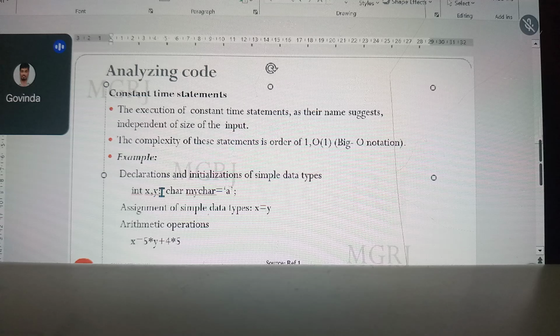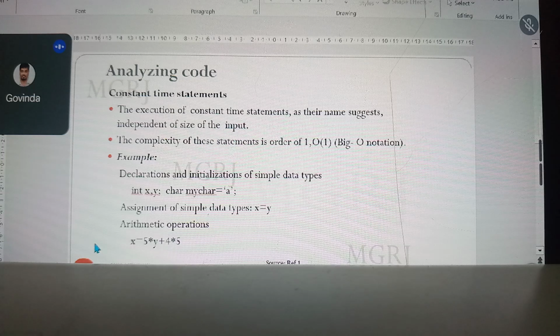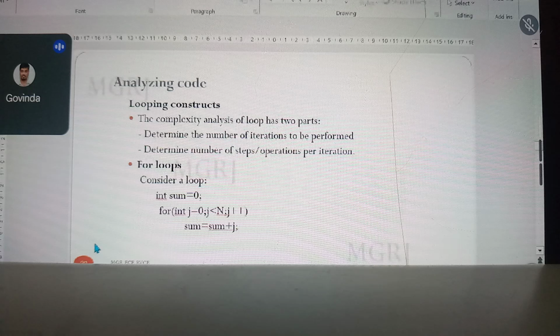In x comma y, irrespective of the number of times the function is executing, these statements will take some amount of time. An assignment operation, x equals 5 into y plus 4 into 5, will take the same amount of time if you are not executing any loop. So these are constant time statements. Similarly, there are some other constant time statements. Now, looping constructs.